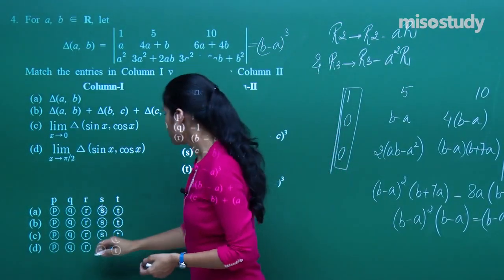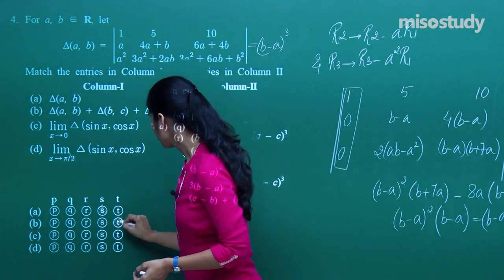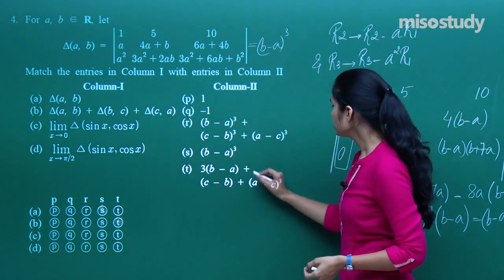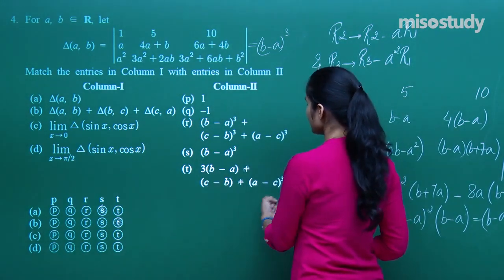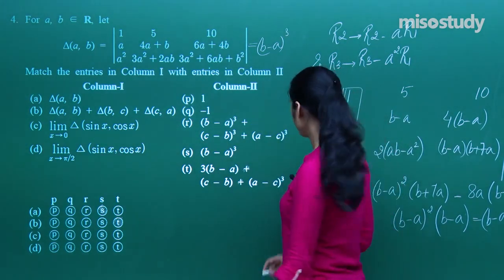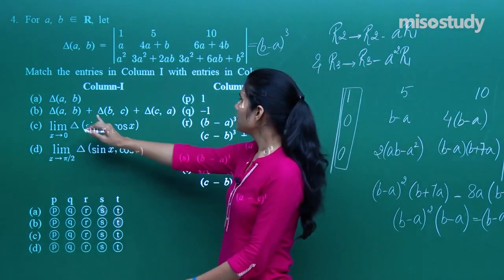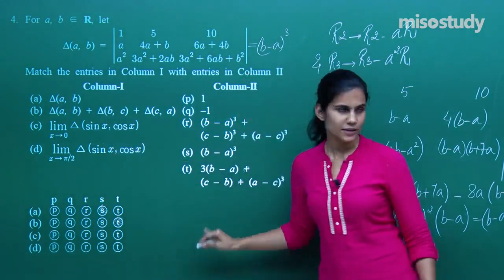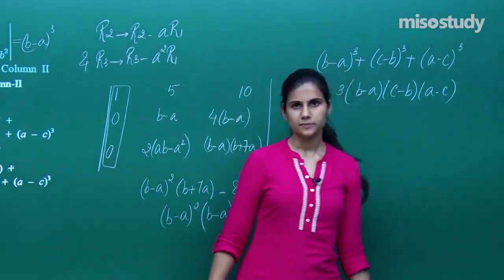Clear? So, this expression is coming out to be equal to this. This is t. So, b gets matched to t. Okay? This is not plus, this is actually multiplication. 3 times of (b minus a)(c minus b)(a minus c). Fine? So, this particular term is coming out to be equal to thrice of (b minus a) into (c minus b) into (a minus c).